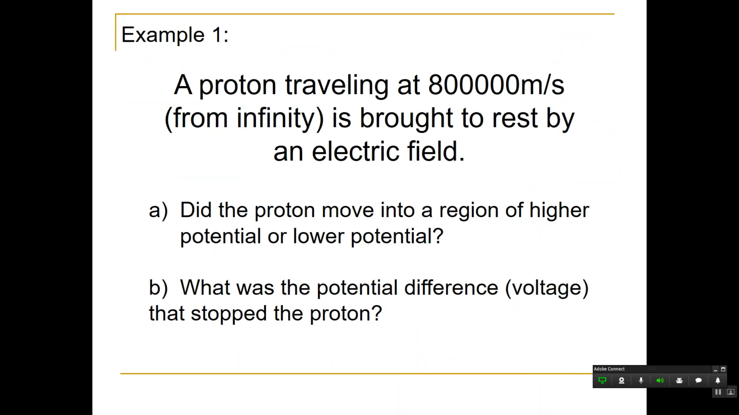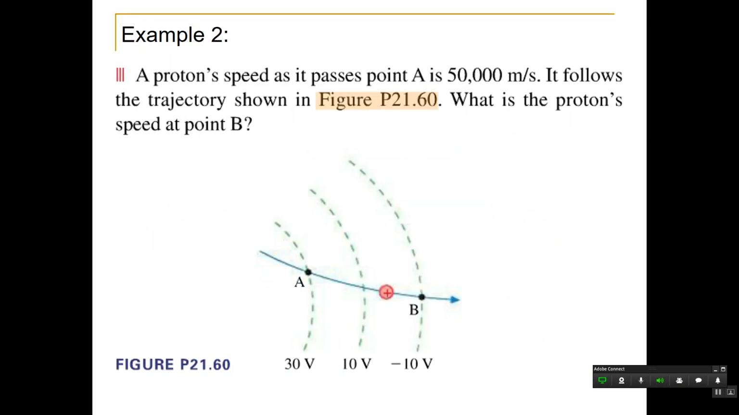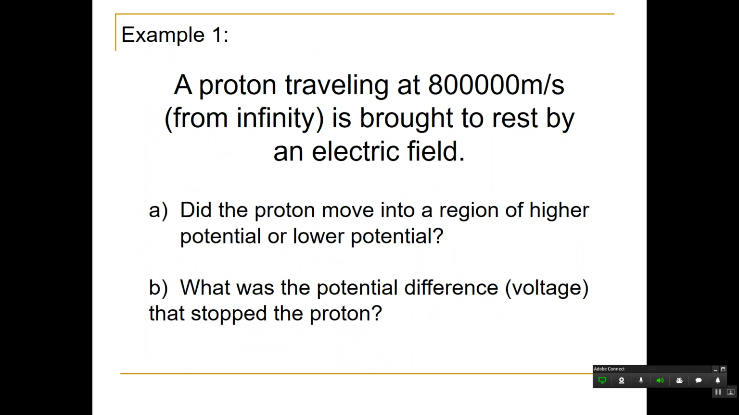Let's do an example. How many examples do we have here? Two examples. Okay, let's do two examples and we'll call it a day.